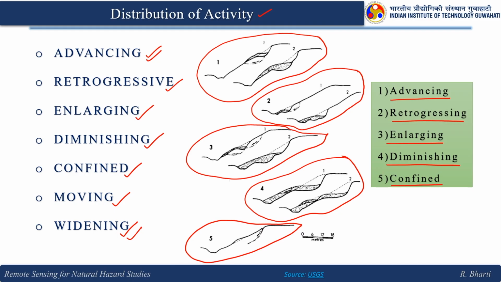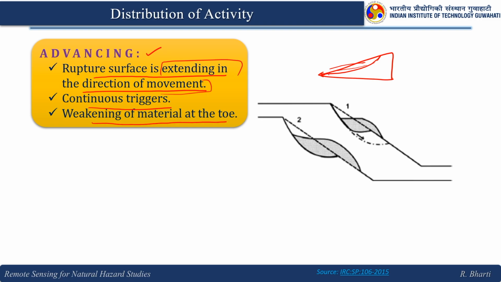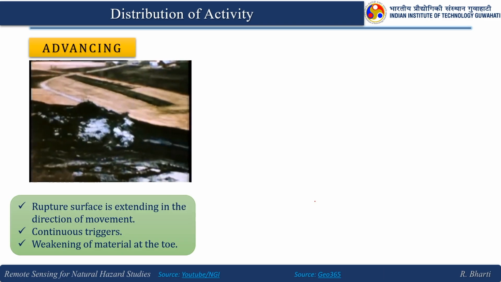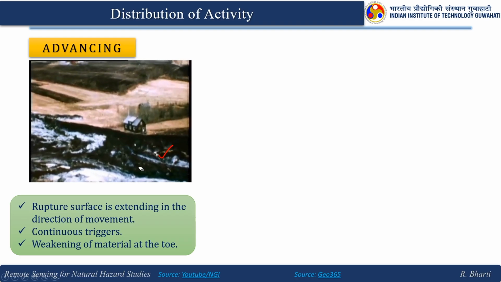So, when we talk about advancing, the rupture surface is extending in the direction of movement, right. So, if this is the slope, and if this material is failing, it is extending in the direction of movement. So, it is extending in this direction, right. Continuous triggers weaken the material at the toe. This is the toe, right. So, at the toe there will be weakening of the material. You can see the video here, and this is the example of advancing, right.